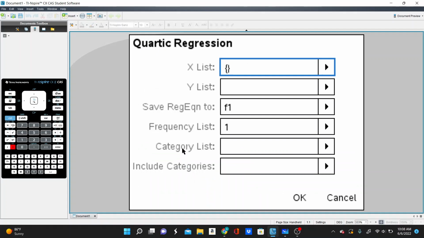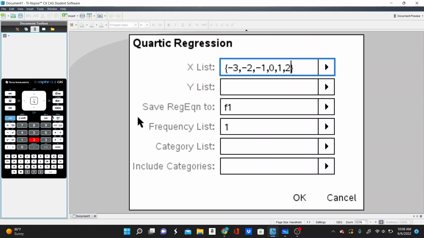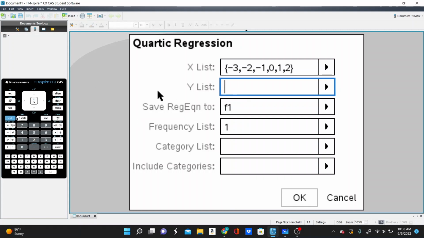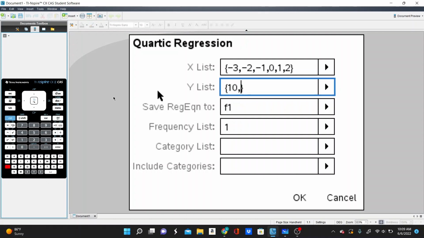Anyway, so put in your X list. These have to be in braces, by the way, which you can get by doing Control and then Control and then right parenthesis. There we go. And then just type in all of your X values. And then same thing with the Y values, except obviously you plug in your Y's instead of your X's. So you have 10, -9, -10, -5, -6, and -25.